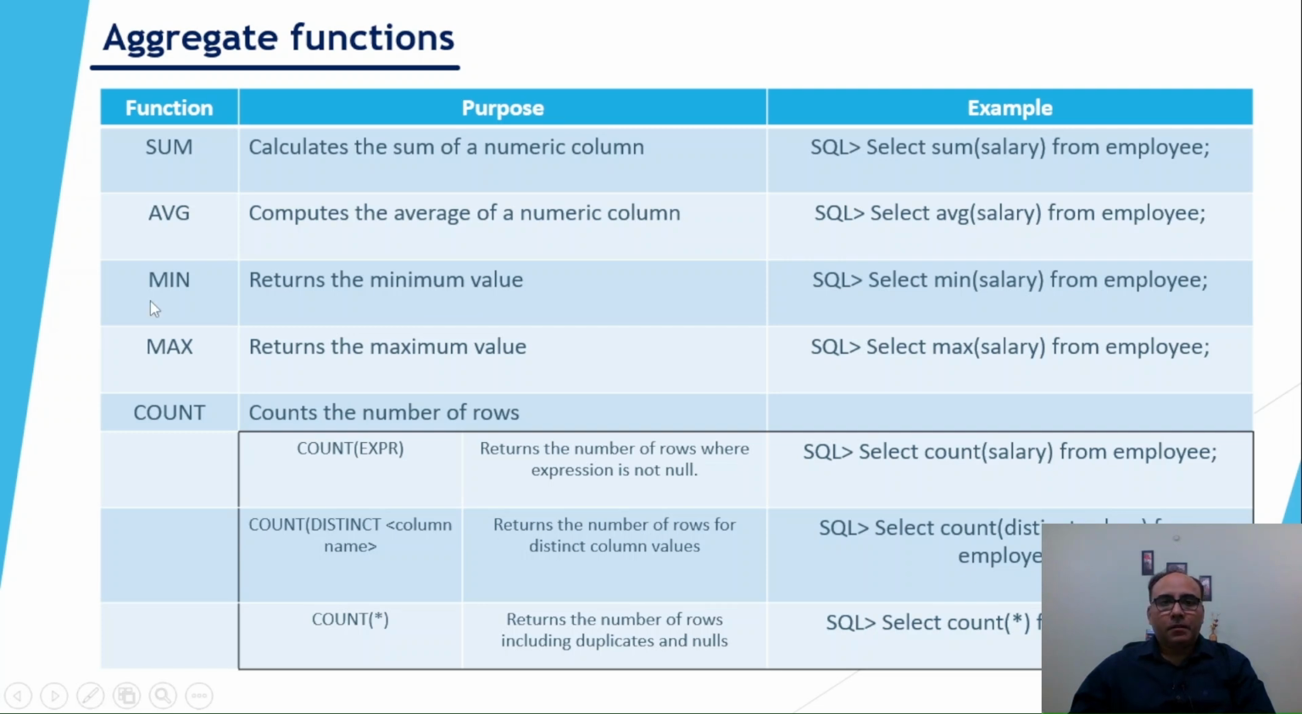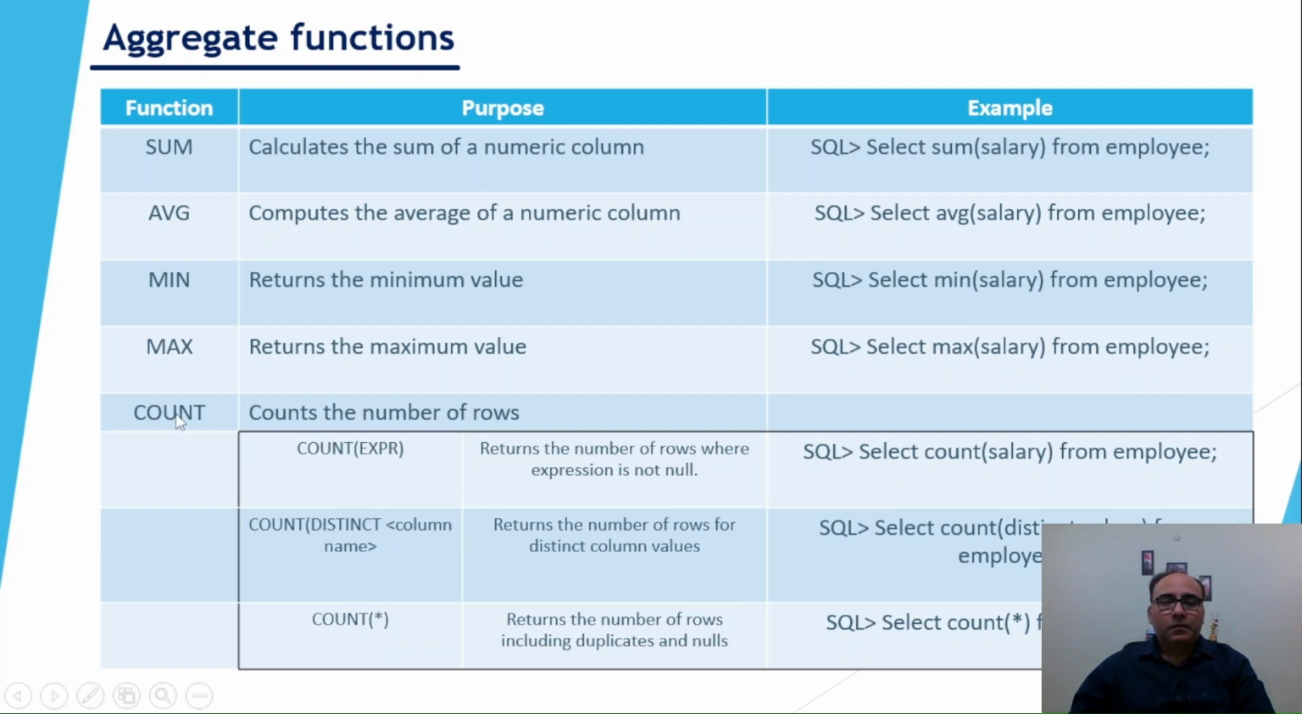Then we have got MIN. This basically returns the minimum value. For example, select min(salary) from employee. So this will return the minimum salary from the table employee. Then we have got MAX. This basically returns the maximum value. For example, select max(salary) from employee. So this will basically return the maximum salary from the table employee.